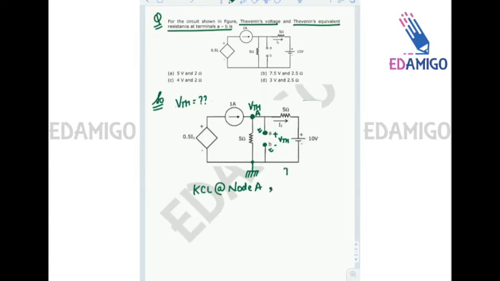Before that, we can see that I1 will be the current flowing in this branch. That will be equal to (VTH minus 10) divided by 5. Very simple. VTH is the voltage here, and 10 volt is the voltage source here. Since this is grounded, this will be at 10 volt, and the voltage difference across the 5 ohm resistance will be VTH minus 10. So the current is (VTH minus 10) divided by 5.